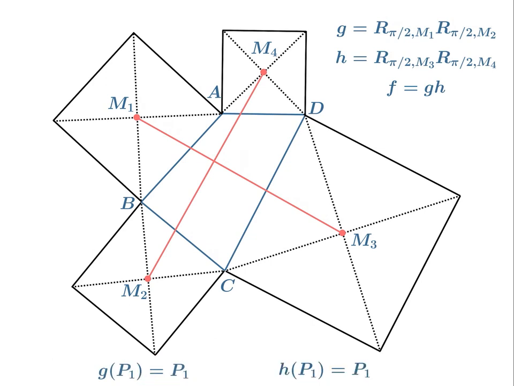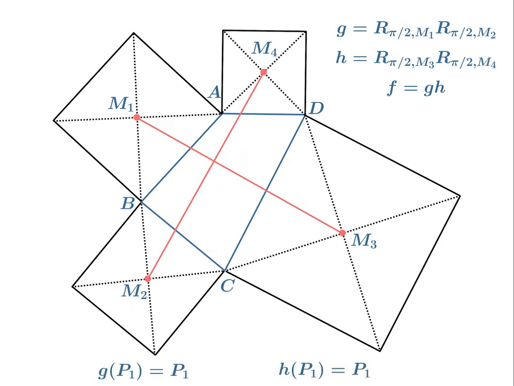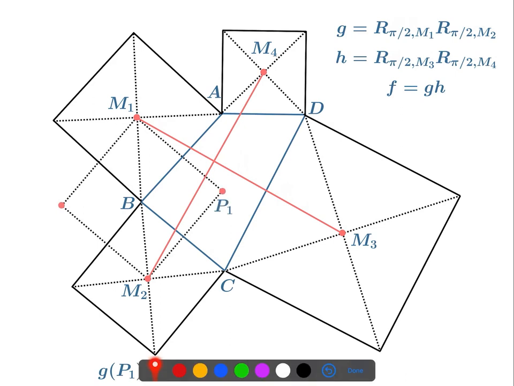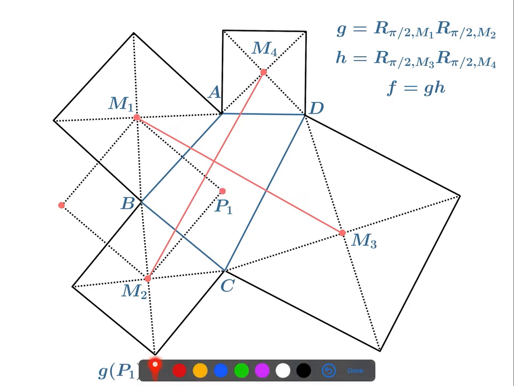So what I'm going to do is go ahead and look at what happens with P1. Both of these are the same, so I'll just call this P1 in the middle here. And I'm going to illustrate what's happening with P1 here first. This rotation of G, we're going around M2 by pi halves to some point, and then we're going around M1 by pi halves. We have to come back to where we were, because again, as we noted down here, G of P1 equals P1.